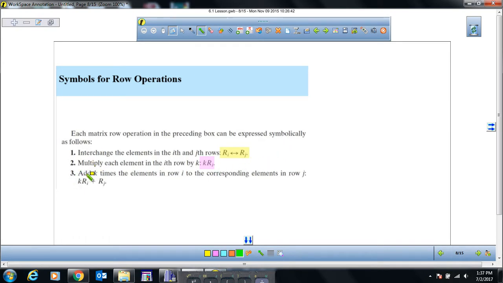For example, if I say add k times the elements of row i to the corresponding elements in row j, that is k Ri plus Rj. It means multiply this row by that number k and then add it to this other row. That's how we represent multiplying a row by a number and then adding it to another row.